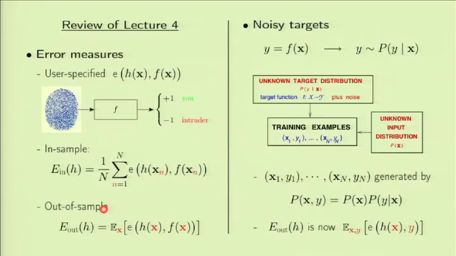And in the case of out-of-sample, theoretically, the definition would be that you also evaluate the error between H and F on a particular point X, give the weight of X according to its probability, and get the expected value with respect to this X.